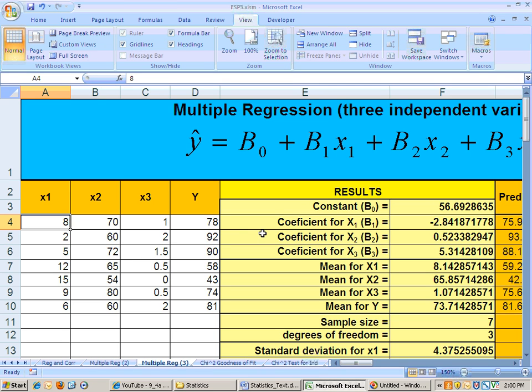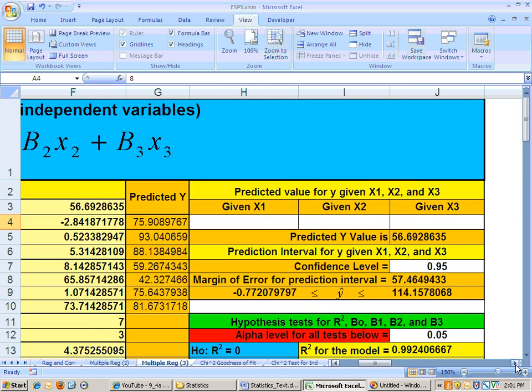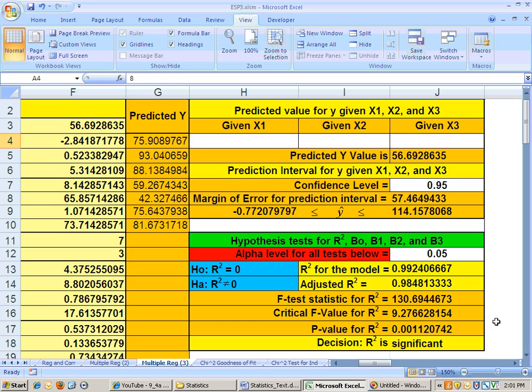Okay, as we said in the previous video, we have data here on X1, which is the number of absences, X2, your placement test score, X3, the number of hours of doing homework per week, and Y is the score on the test. And we realized that with all three variables, this model is a significant model, and the R-squared for the model is up to 0.9924, meaning that 99.24% of the variability in your data points can be explained by these three variables.